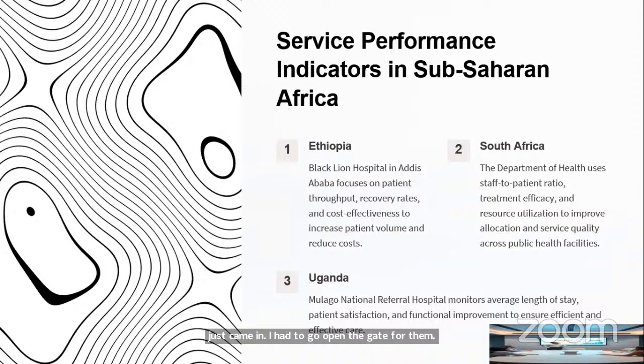Yeah. So now for the service performance indicator, we have seen the Mulago National Referral Hospital. They monitor average length of stay, patient satisfaction, and functional improvement so that they ensure efficiency and effectiveness of their services delivery.